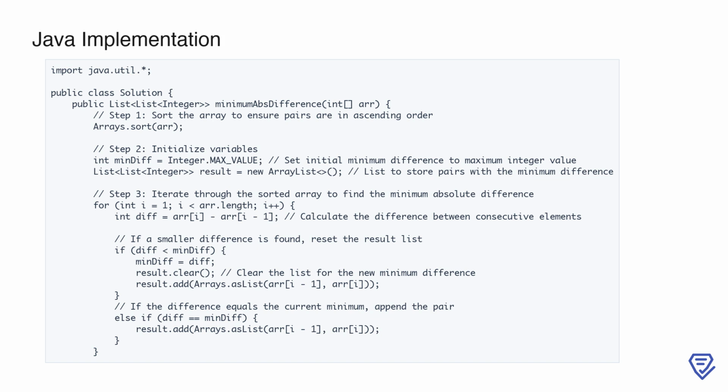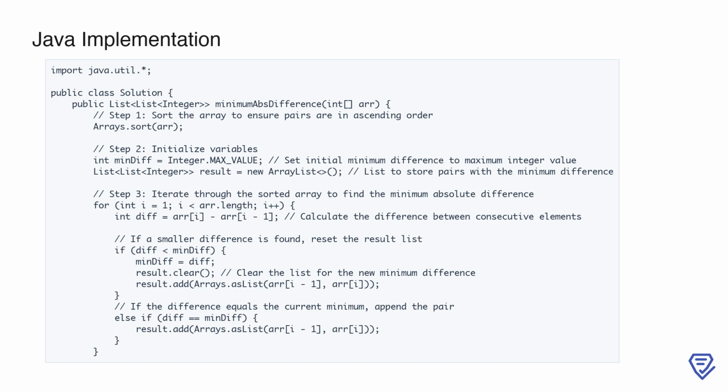Here, we start by importing the necessary utilities from Java and defining the solution class. The method minimum_abs_difference takes an integer array as input and will return a list of pairs with the minimum absolute difference. The first step is to sort the array using Arrays.sort(arr). Sorting ensures that all elements are in ascending order, which simplifies the process of finding consecutive pairs with the smallest difference.